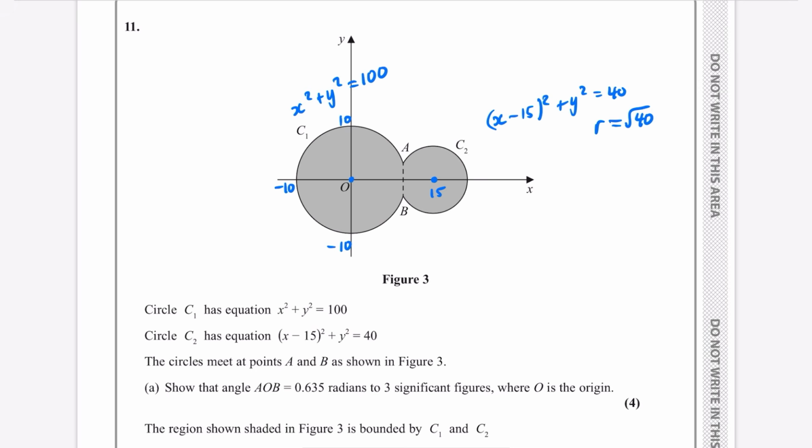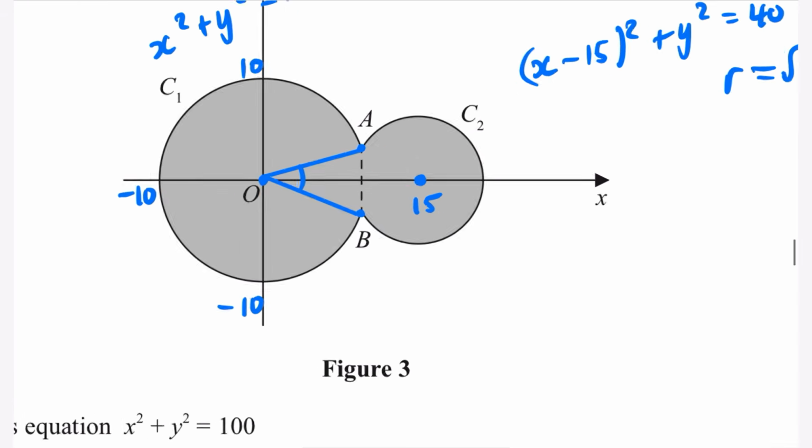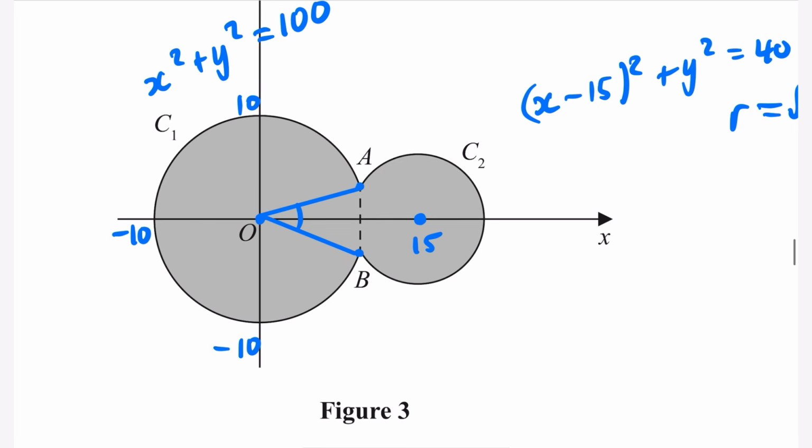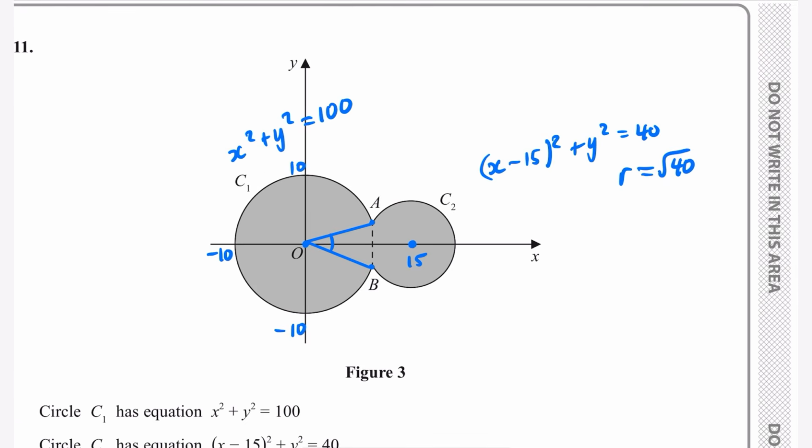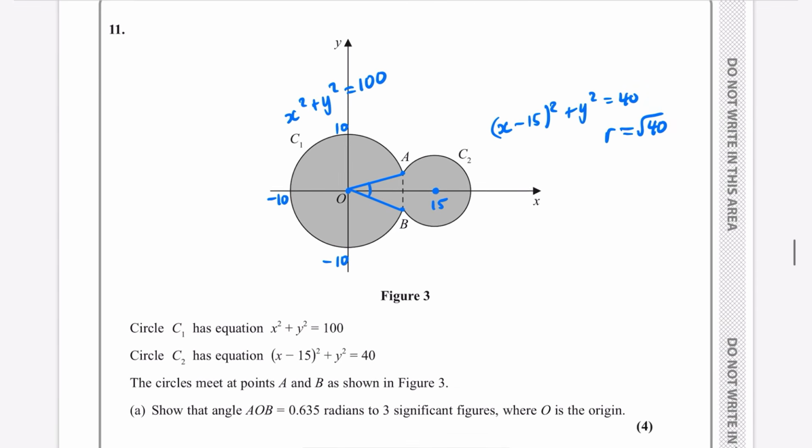The circles meet at the points A and B, as shown in figure 3. Show that angle AOB is 0.635 radians to 3 significant figures. So that means it wants me to find out what this angle here is, the angle between them here. So I think we need to find out something about these coordinates of A and B. Now it's said where the two circles intersect, so I actually think that means to do simultaneous equations.